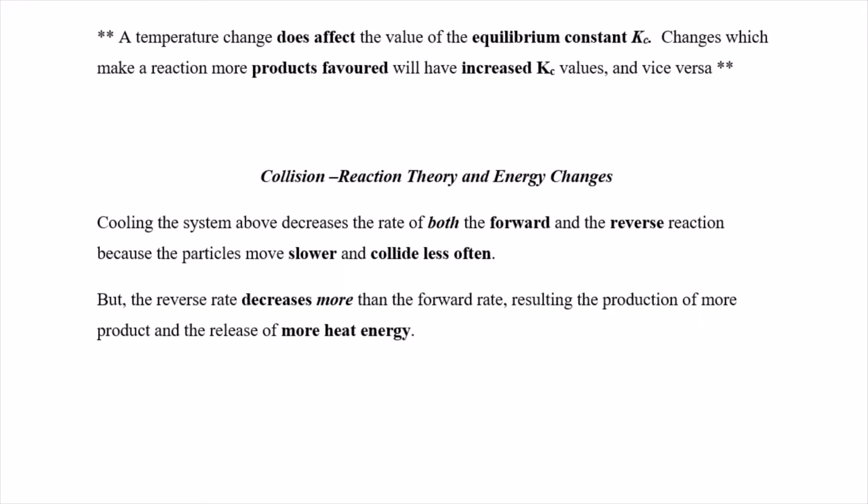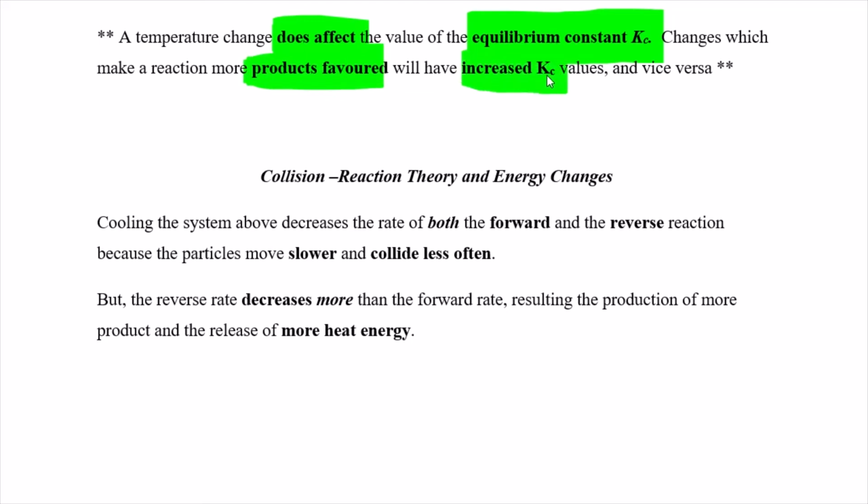Now, big star here: if you were writing a high stakes diploma exam, we would have you note that a temperature change is the one change here that does affect the equilibrium constant. Changes which make a reaction more products favored will have increased Kc values, right? Because Kc is a sign of being more products favored. And if the Kc decreases, that means we've made it more reactants favored. So we do cause a change to the Kc, the equilibrium constant.